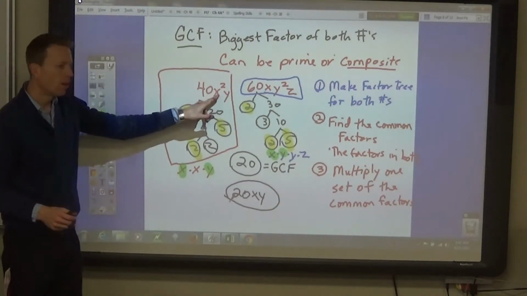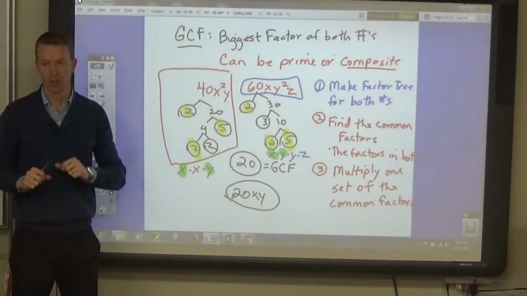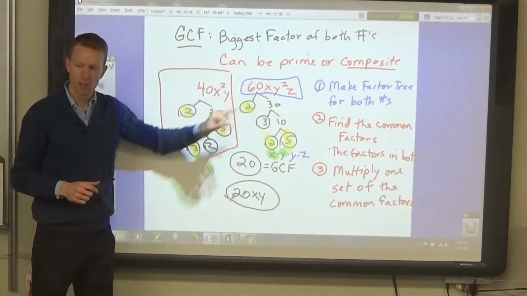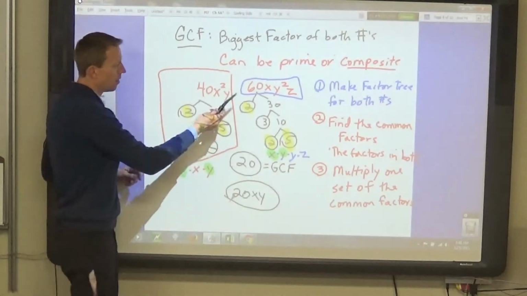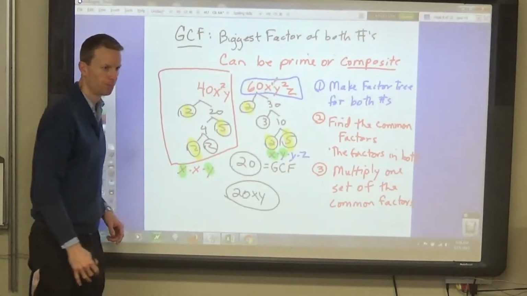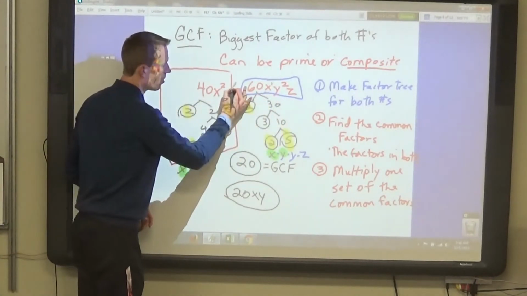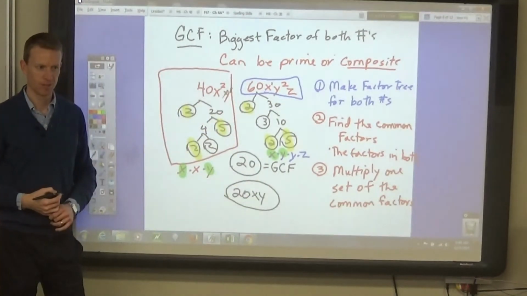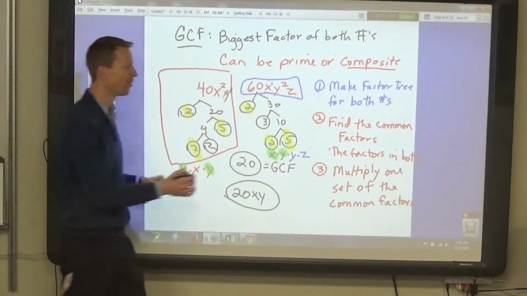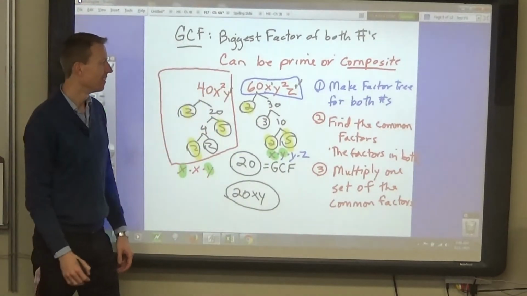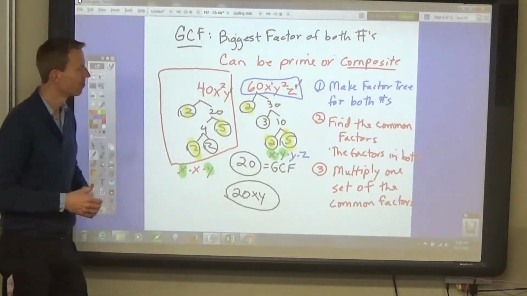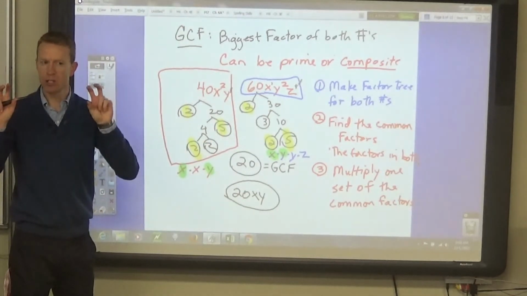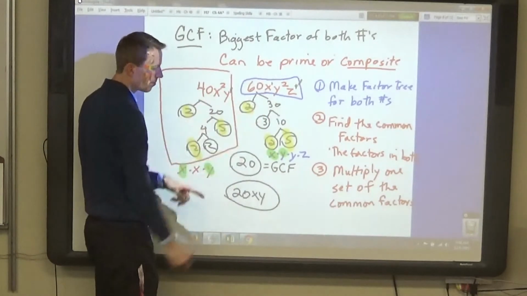We just had to add the variables that are in both. There's 1x in both, kind of the lowest power of the variables that are in both. There's x squared, but this is only x to the first. There's a y squared here, but this is only y to the first. And there's a z here, but there's no z in this one. Z to the zero, which is one, isn't it? Yep. So, if there are variables, you use the variables that are in both numbers in your formula.